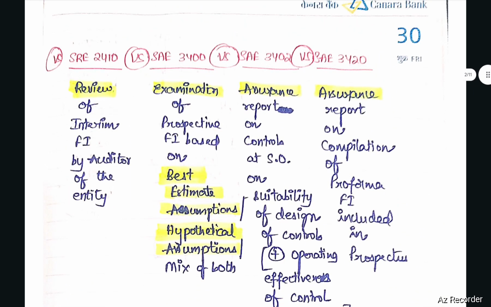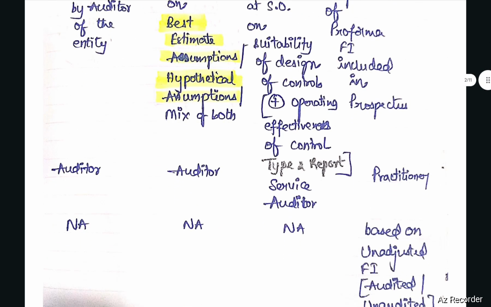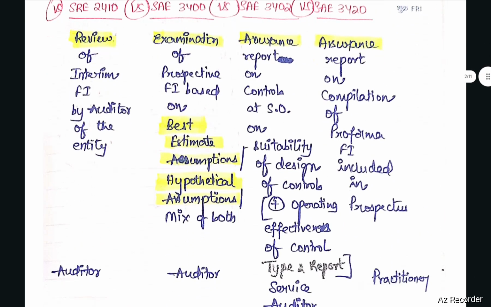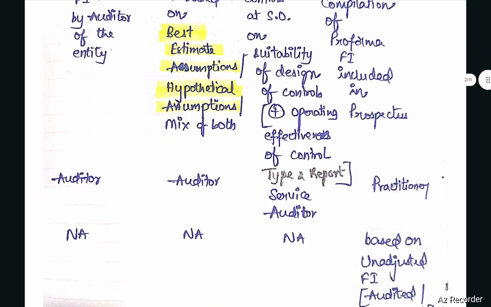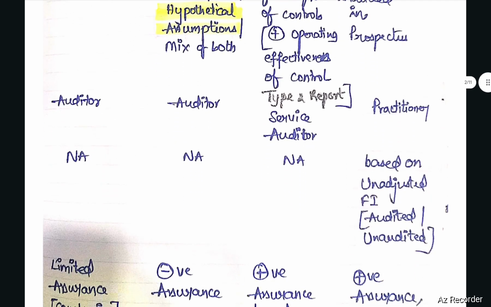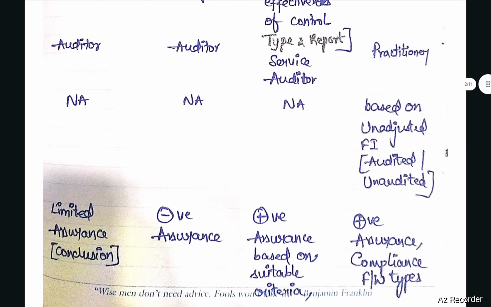In case of SAE 3402, it may or may not be prepared from audited financial statements. But as per SAE 3420, these are based on unadjusted financial information, whether audited or unaudited.